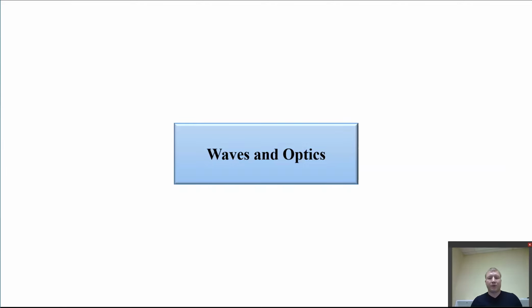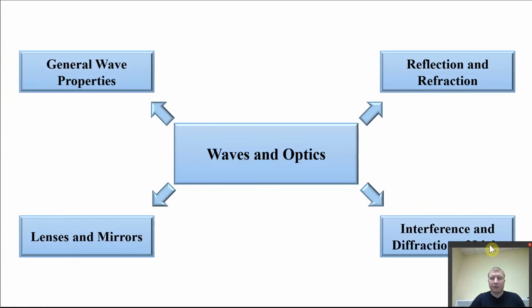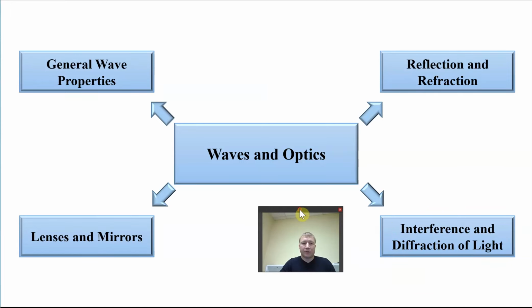Okay, let's pick up from where we were. So the next big chapter is waves and optics, and it includes four subtopics here, which is general wave properties, of course, reflection and refraction, interference and diffraction of light, and lenses and mirrors. Again, let's go briefly through each.